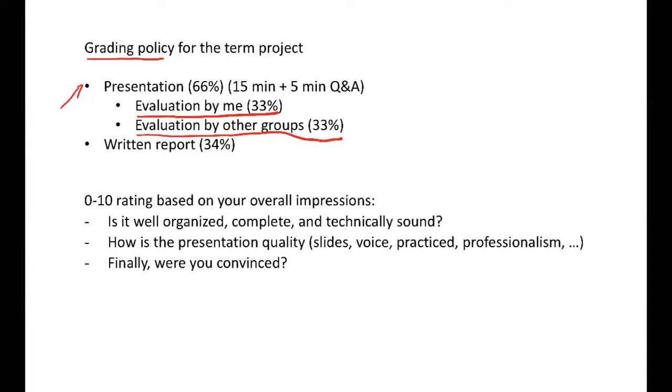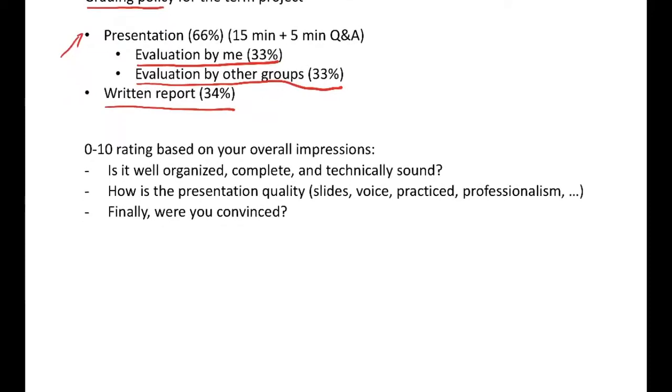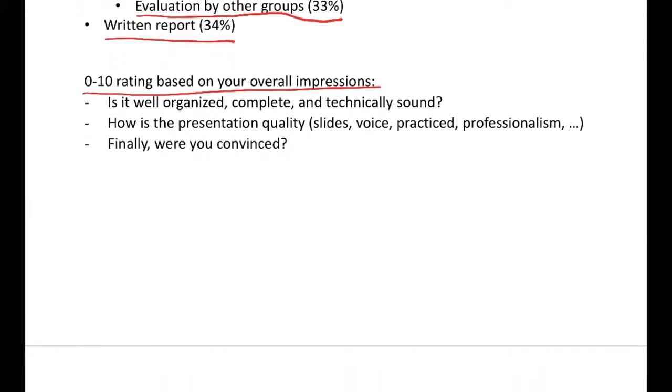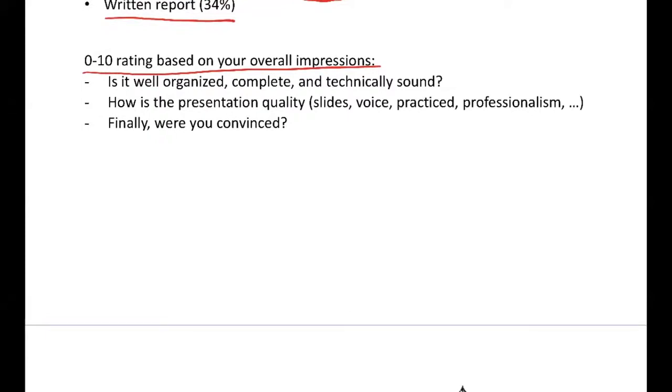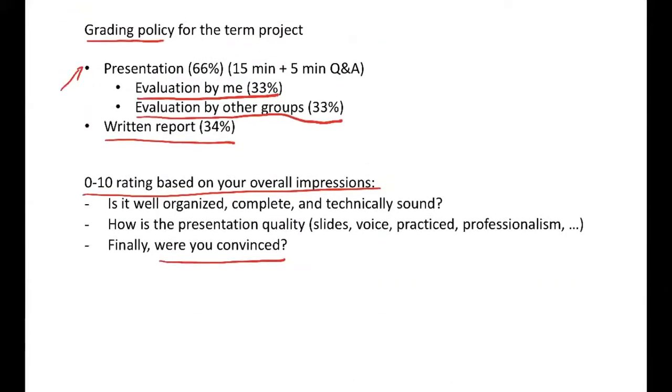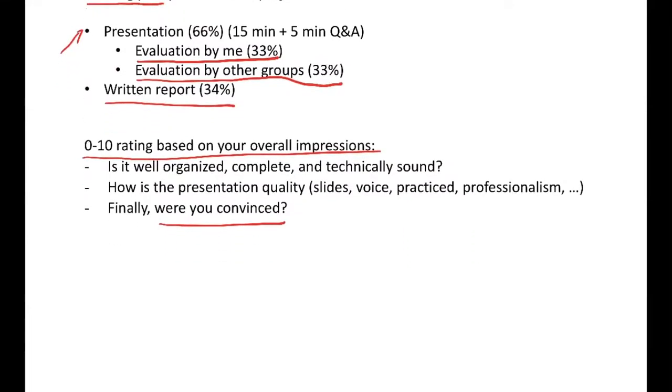So around one third of the score is decided by the written report. I will score the written report, and I also give the outline of the report, okay? In terms of scoring, here are some criteria for the scoring style, right? You can grade it based on whether it's well-organized, complete, and technically sound, how the presentation quality is, and finally, whether you are convinced by these problems. Okay, so this is how we're going to score the presentation and the written report.